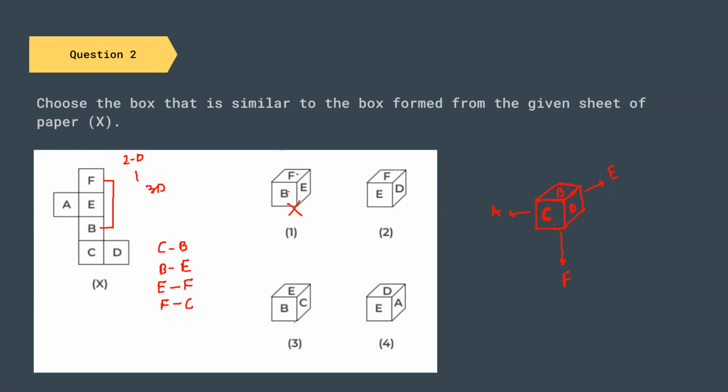Now let us come to the third option. Here they have B and E, but they have also given C. C cannot be present on the left-hand side like this, because B and C do not share a common side. Usually we have B, then E, then F, and below it we will have C. C cannot come in this direction, so this is also eliminated.